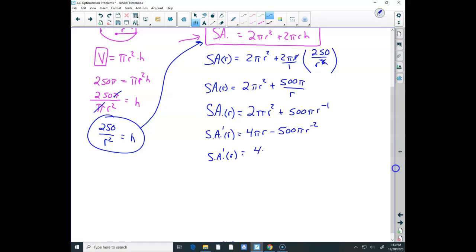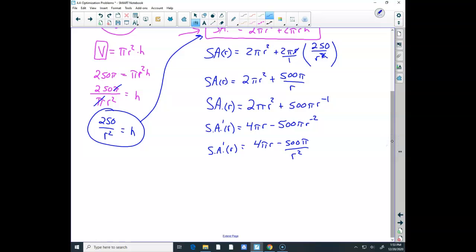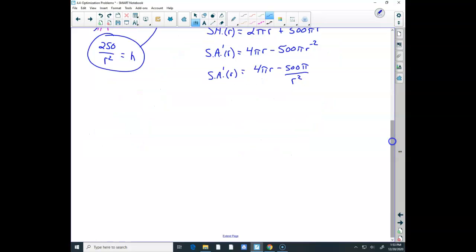That's my prime. It's 4 pi r minus 500 pi over r squared. Okay? And some people like to get common denominators here. You can solve it right here. Or I can say my surface area derivative, because it's a rational function now, equals, I can see I'm going to have a common denominator of r squared. So if I took this times r squared, what I really get is 4 pi r cubed minus 500 pi, right?